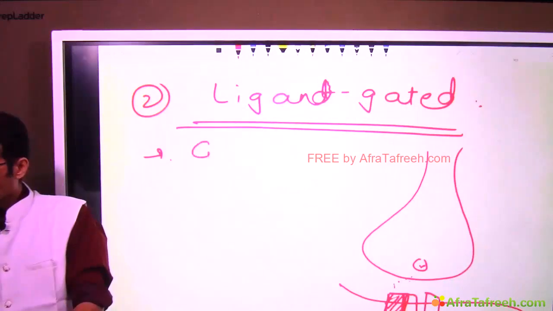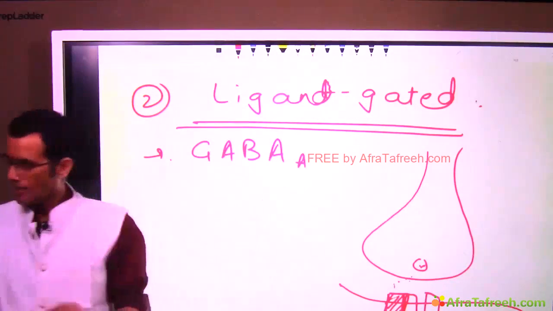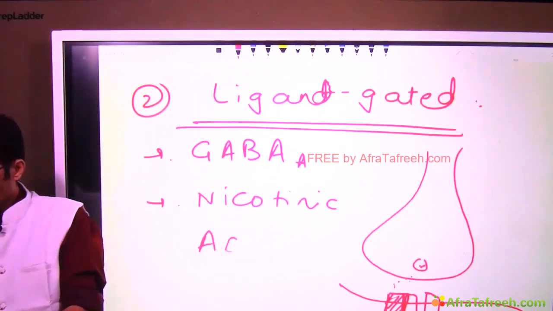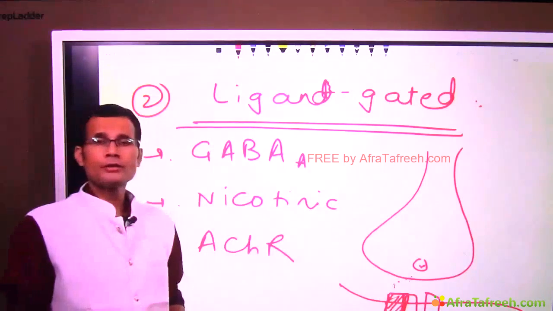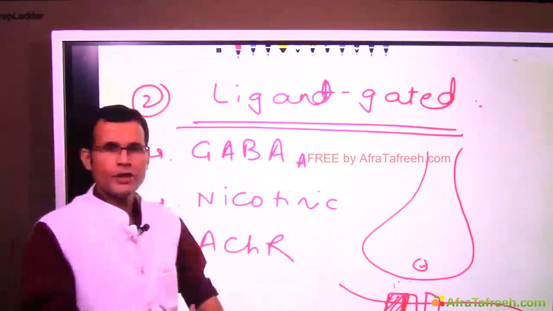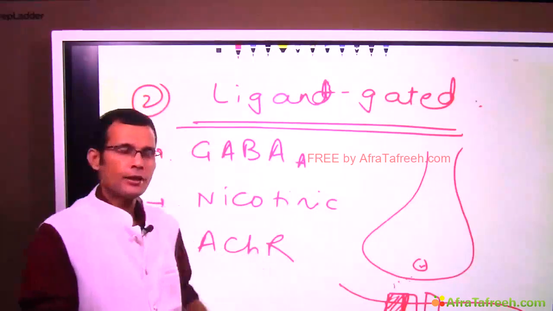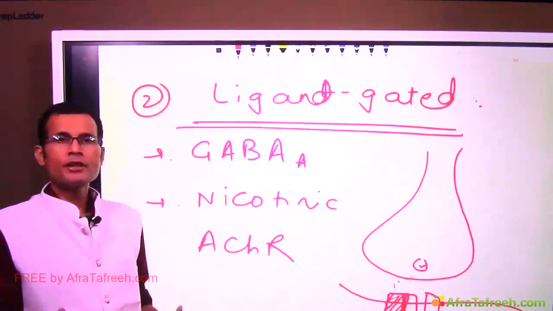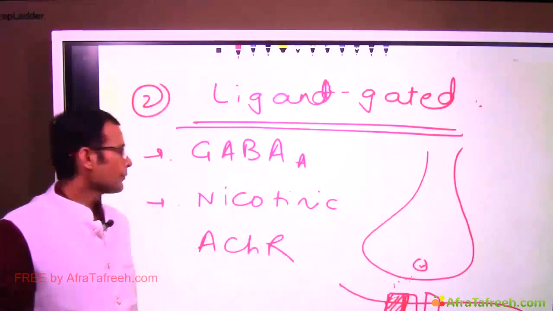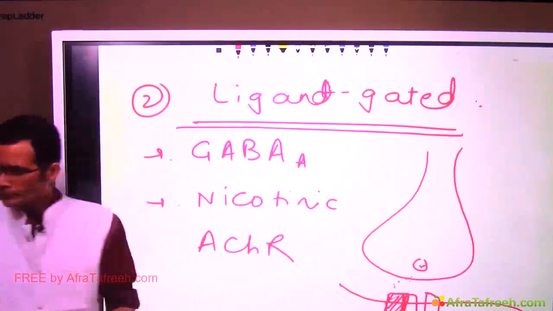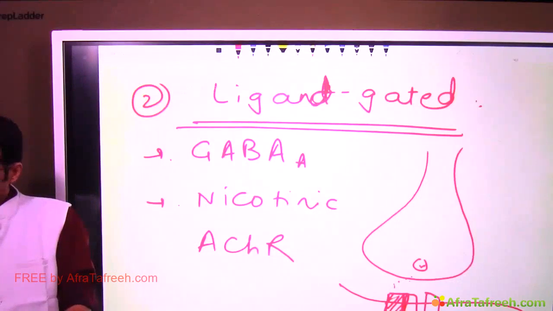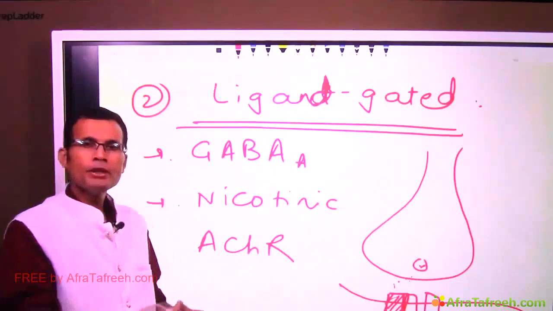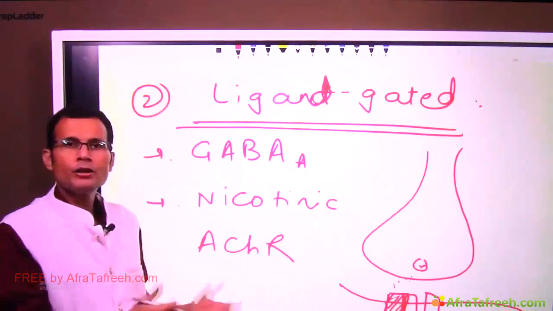Examples: GABA A, nicotinic acetylcholine receptor. Nicotinic acetylcholine receptor, of course, is the receptor portion and the associated channel. This is present in the neuromuscular junction, it's present in the autonomic ganglia, and it's present in the CNS. If these are ligand gated channels, then what is GABA subtype B or muscarinic acetylcholine receptor?